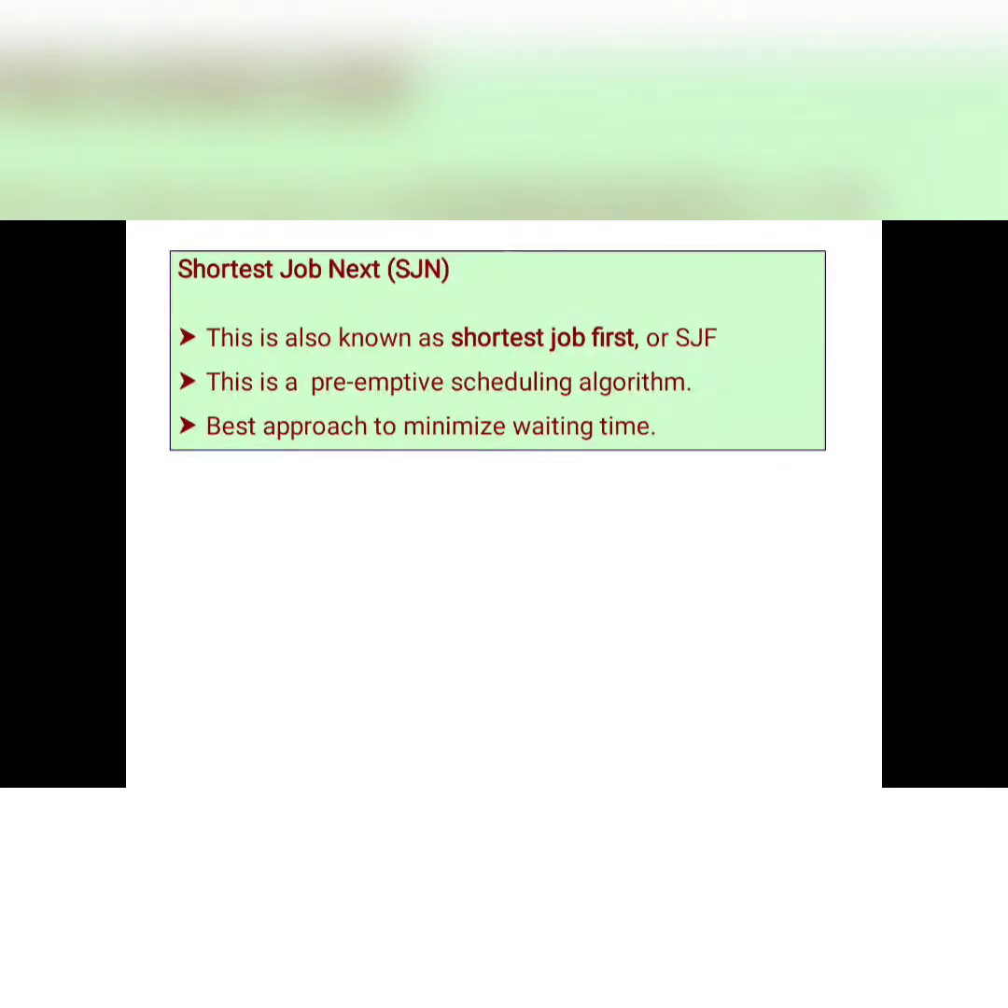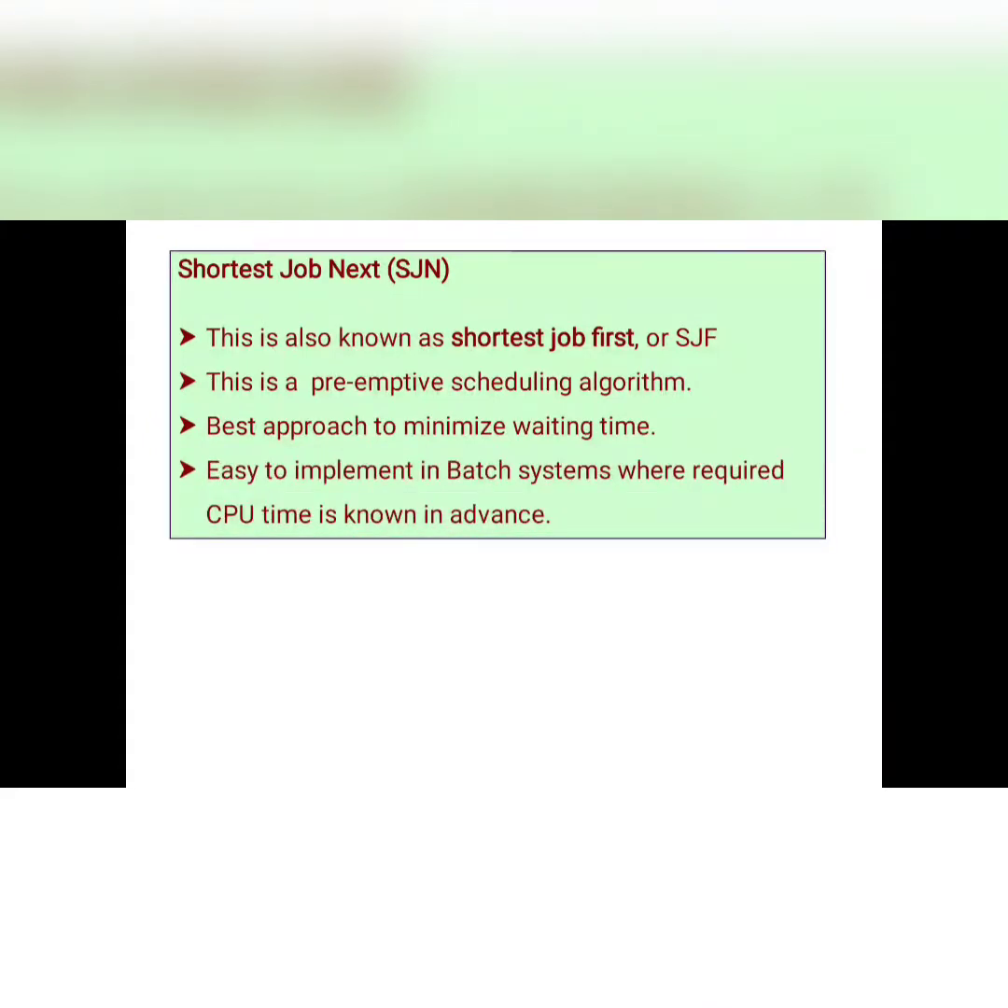It is the best approach to minimize waiting time. So shortest job first is used to minimize the average waiting time. This is one of the best approaches. It is easy to implement in batch systems where the required CPU time is known in advance. Whenever the CPU time is known in advance, we can easily implement this shortest job first algorithm.